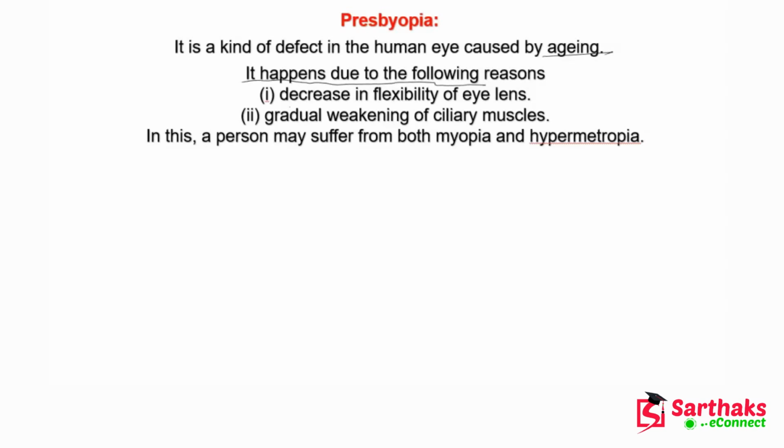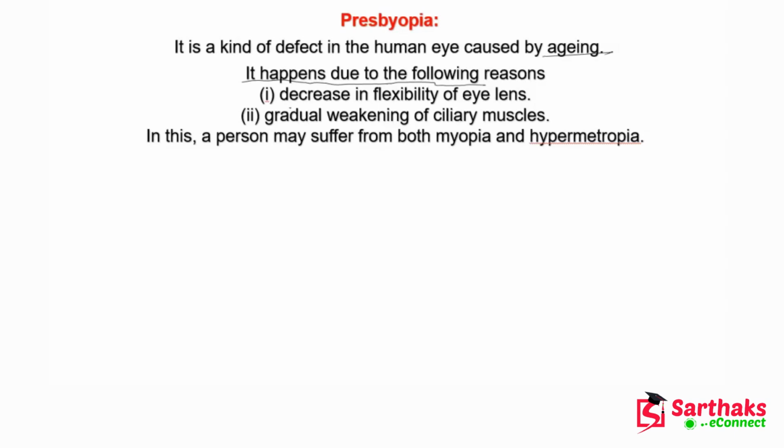The first reason is a decrease in the flexibility of the eye lens. Whenever a person gets old, the flexibility of the eye lens automatically decreases. This is because of aging. Flexibility you can understand as the power of accommodation. It means this lens cannot be adjusted, it has become a little bit rigid, so it cannot focus the light at the retina.